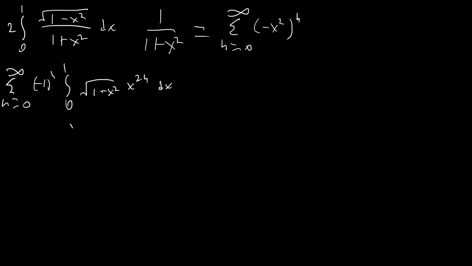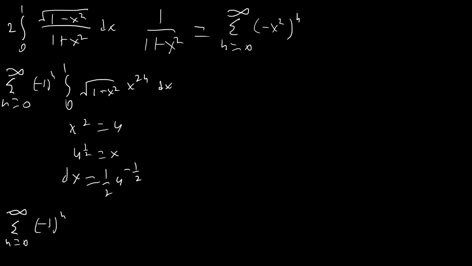Next, we're going to just do x squared equals u, so x equals u to the 1/2, dx equals 1/2 u to the negative 1/2. So we're going to end up with the sum from n equals 0 to infinity of negative 1 to the n times the integral from 0 to 1 of 1 minus u to the 1/2 times u to the n. We'll bring a 1/2 all the way out here, and then n minus 1/2.